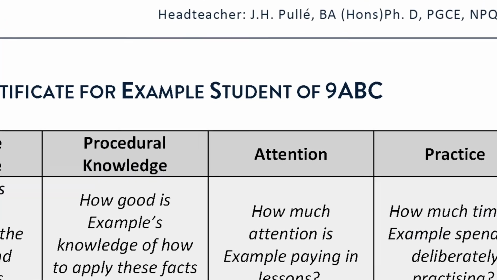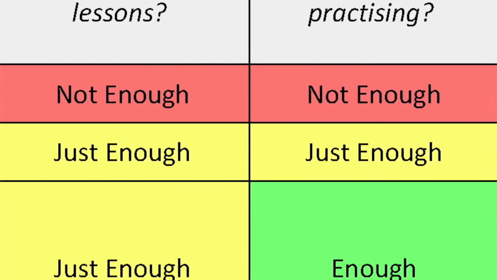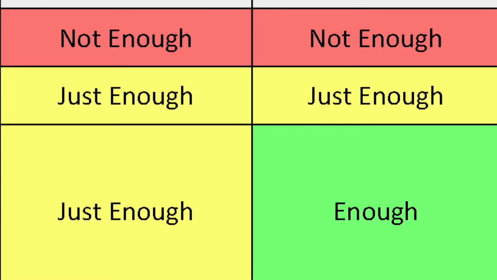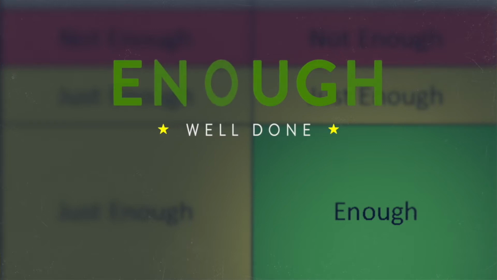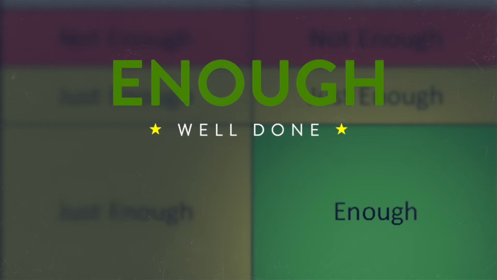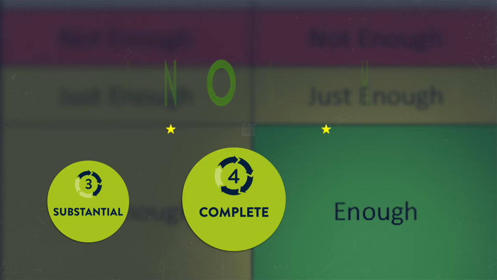We've then considered, are you doing enough? Are you doing enough practice, and are you paying enough attention? If in that column for you it says enough, then well done. You are doing everything we're asking of you, and you're working successfully independently on your practice, and that means you're going to achieve your very best in your learning. You're doing all the right things to move your learning from substantial to complete or even fluent.